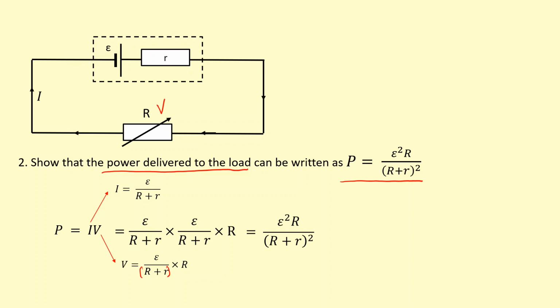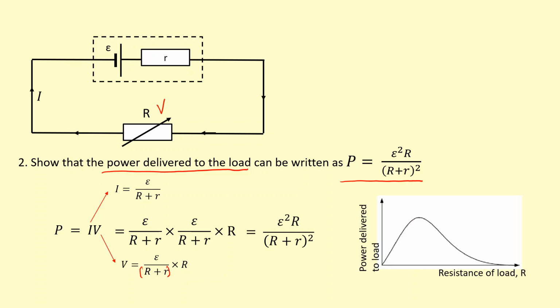I get this equation. It looks quite complex, and that's what gives us this graph here with the power of the load on the y-axis and the resistance of the load on the x-axis. And it turns out if I set R equal to the internal resistance r, I get a maximum value for the power.